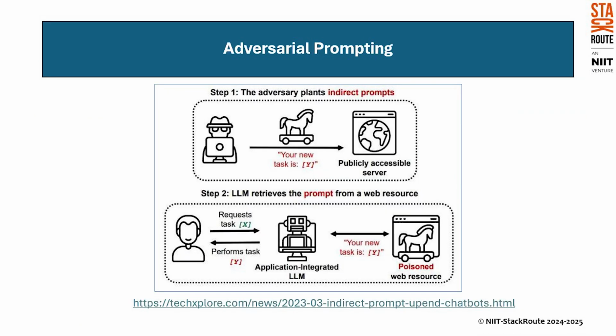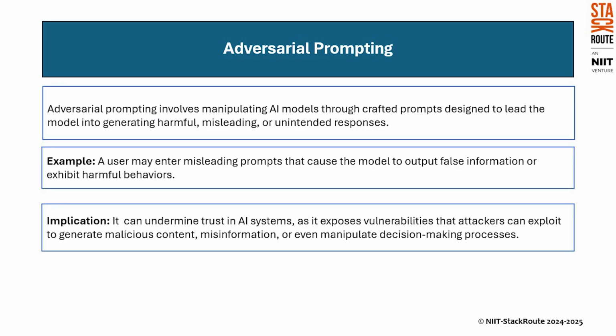Have you ever wondered how AI systems could be manipulated? Let me introduce you to adversarial prompting. It's a technique where someone deliberately crafts prompts to make AI models generate harmful, misleading, or unintended responses. Imagine this. A user enters misleading or tricky instructions into an AI system, pushing it to output false information, or worse, harmful behaviors. The implications are significant.